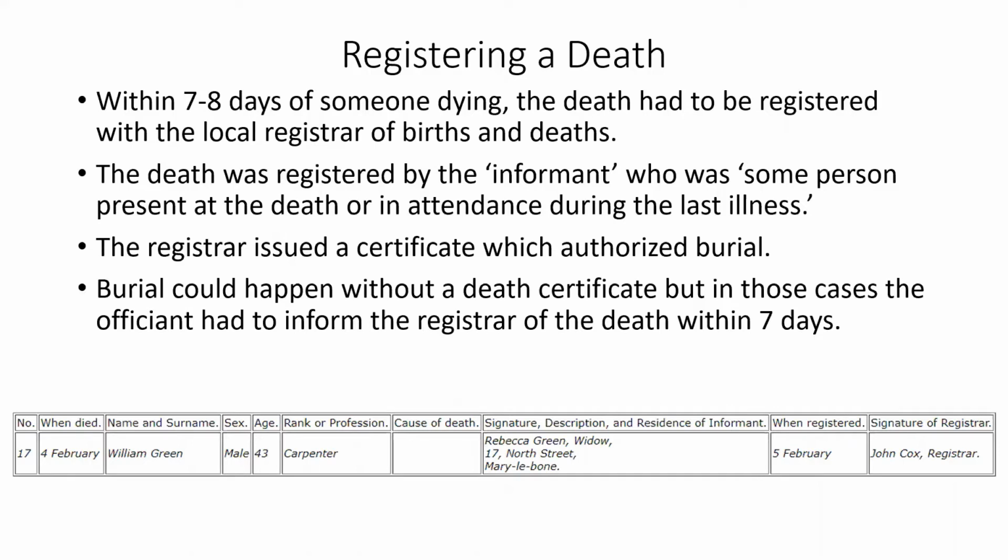In England and Wales, every death had to be reported to the local registrar within 5 days of it happening. The individual who reported the death was known as the informant, and he or she was, quote, "some person present at the death or in attendance during the last illness." That's often a relative or a family member, but it could also be someone residing in the same household or nearby. The informant would go to the registrar and give them the deceased's name, date of death, age, gender, occupation, and so forth.